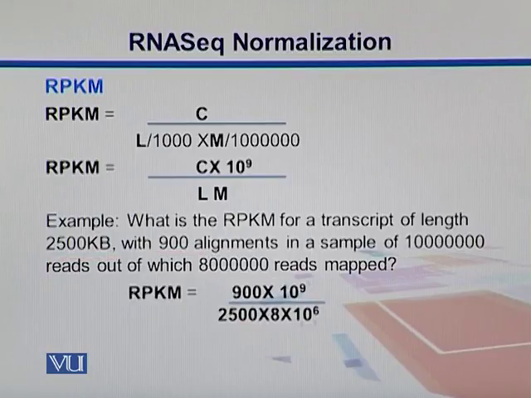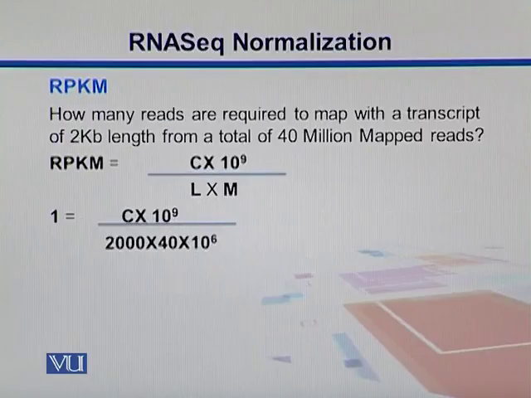So we can solve it. It's 900 into 10 power 9 divided by 2500 into 8 million. So 8 million can be written as 8 into 10 power 6. So it is 4.5. So the RPKM number, the normalized count number, is 4.5. The raw number was 900. So this 4.5 number we can compare within the treatment and across the treatments.